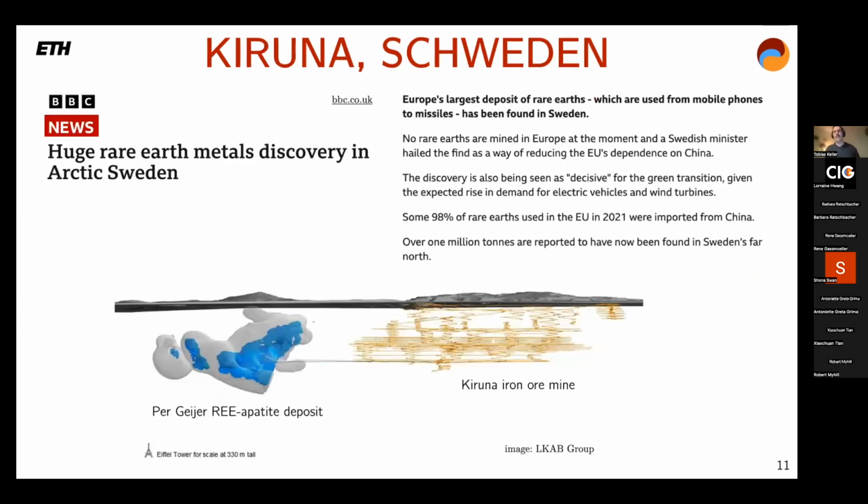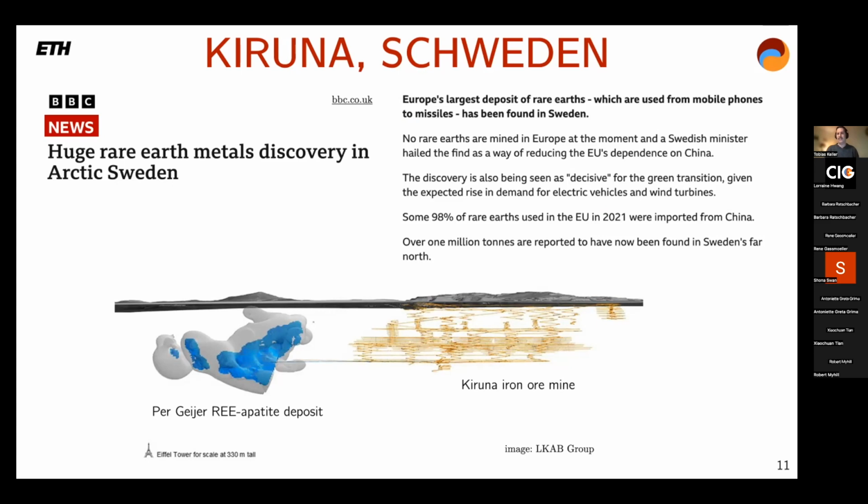And one of the examples of that some of you might have just recently seen in the media is that there was what was touted as a huge rare earth metal discovery in Arctic Sweden. What happened is basically that there was a well-known iron ore deposit in Kiruna in northern Sweden, which had been mined for quite a while. And it happens to be a type of iron ore which is known as magnetite-apatite deposits. I'm going to say more about that later.